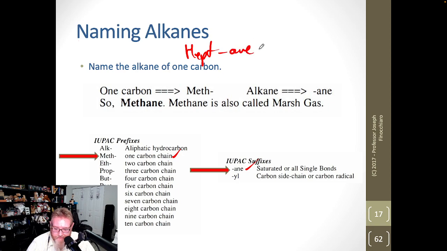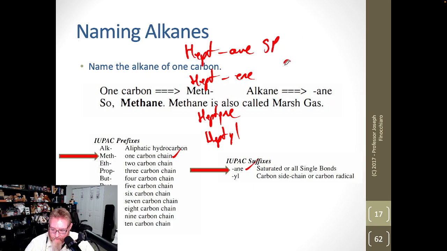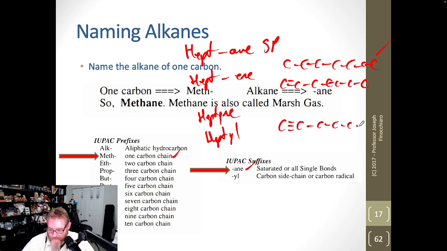Single bond, ane. Double bond, hept, ene. Triple bond, hept, ine. Side chain, hept, yl. That's it. Single bond, 1, 2, 3, 4, 5, 6, 7. Heptane, heptene, 1, 2, 3, 4, 5, 6, 7. For the sake of argument, we'll put it right on 1 so it can't be confused. Heptene, 1, 2, 3, 4, 5, 6, 7.